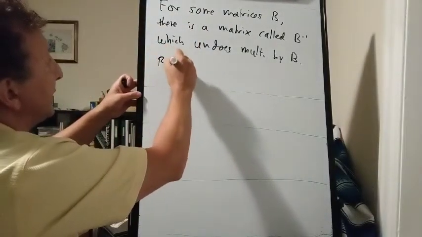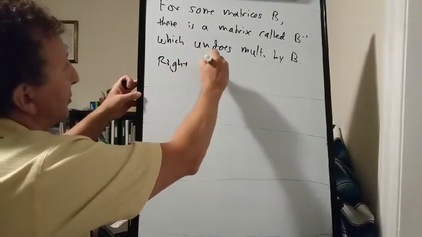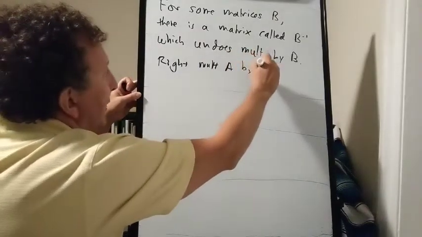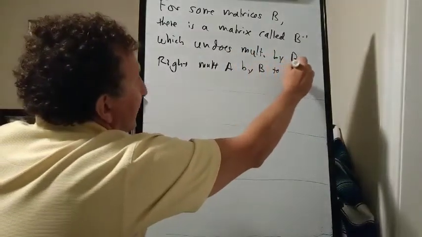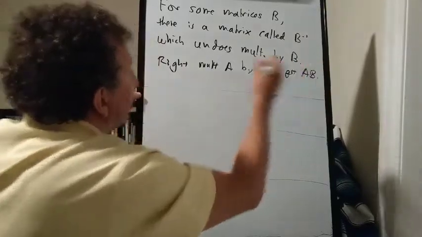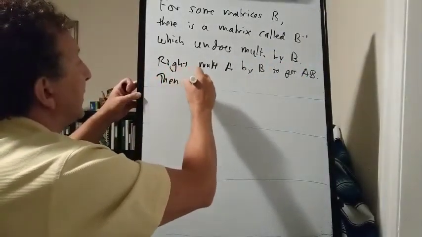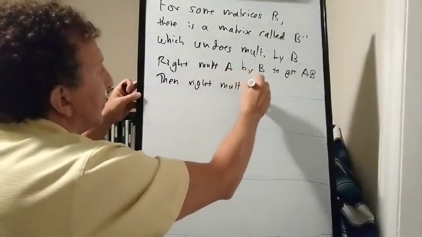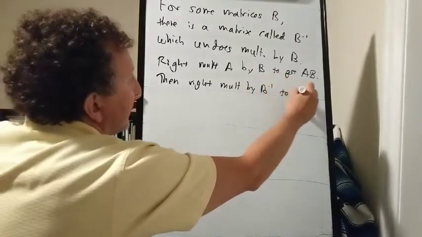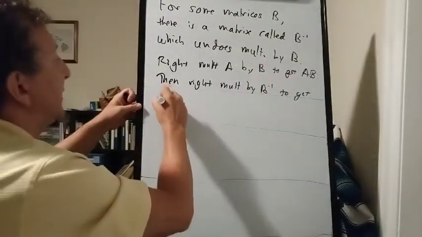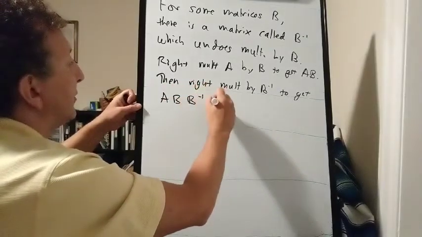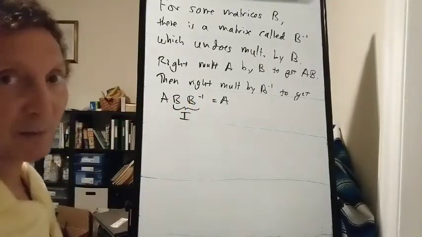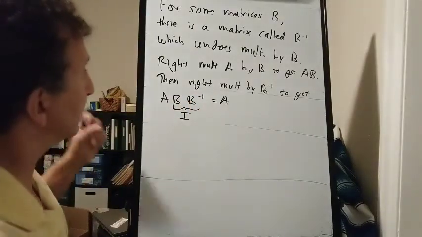So specifically, we can right multiply A by B to get AB. Then we can right multiply by B inverse to get AB, B inverse, and these will cancel each other out. That'll end up being just the identity matrix, and we're back to A like we'd never done anything.